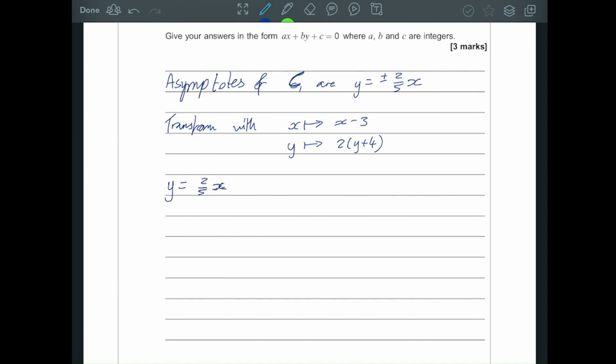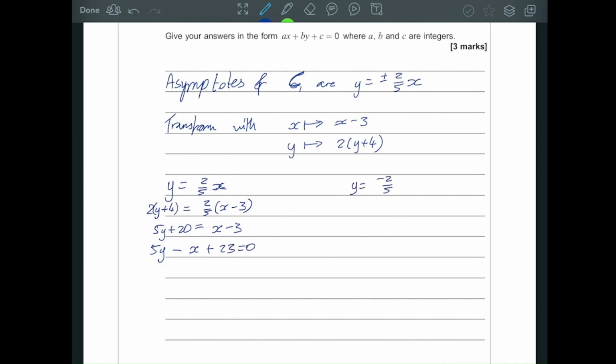So if I do the positive first, that's going to be 2y plus 4 equals 2/5 x minus 3. It wants it in the form all on the same side with everything integers. So let's make everything integers. I'm going to times through by 5 and divide through by 2. And that will be 5y minus x plus 23 equals 0 for one of them.